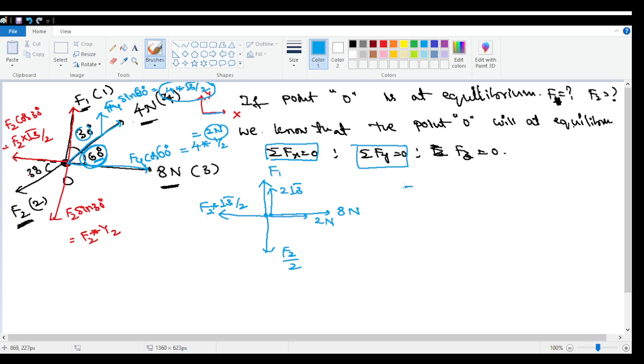Now, I am taking sigma F of x is equal to 0. Sigma F of x is equal to 0 means, with the help of this, I am taking the magnitude values along the x direction. Will you please look at this one?